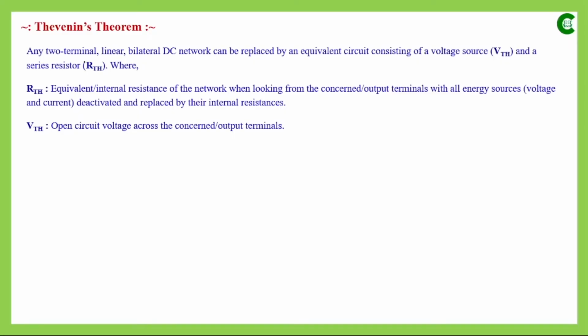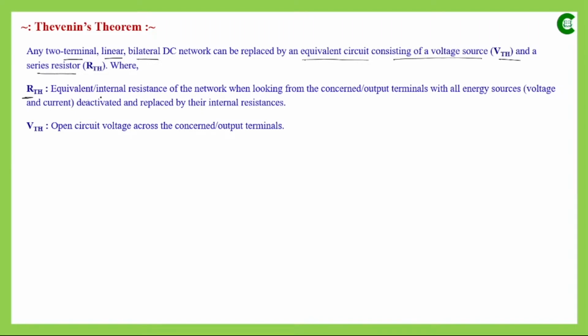This theorem states that any two-terminal linear bilateral DC network can be replaced by an equivalent circuit consisting of a single voltage source and a series resistor. That means there will be a single resistor which will be connected in series with that voltage source, where the series resistor, which is represented by RTH, is called Thevenin's equivalent resistance.